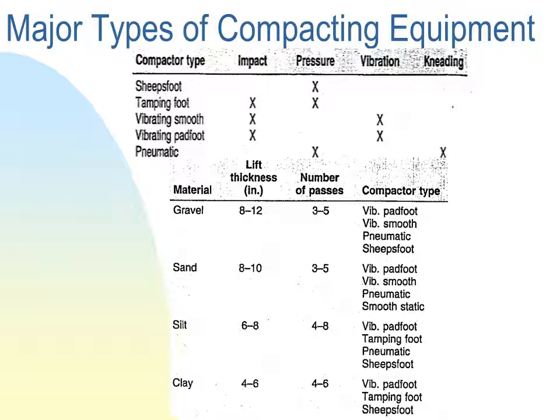And by saying the number of passes, I'm counting each time as one pass. So going is one pass, coming back is another pass. So if a compactor goes in one direction, this is one pass. When it comes back, this is another pass. Then it goes again, this is the third pass, comes back, this is the fourth pass, and so on.